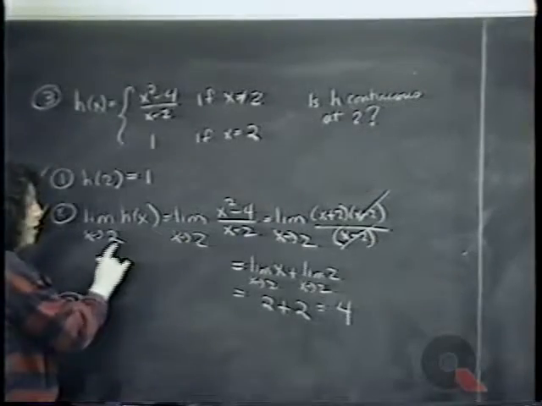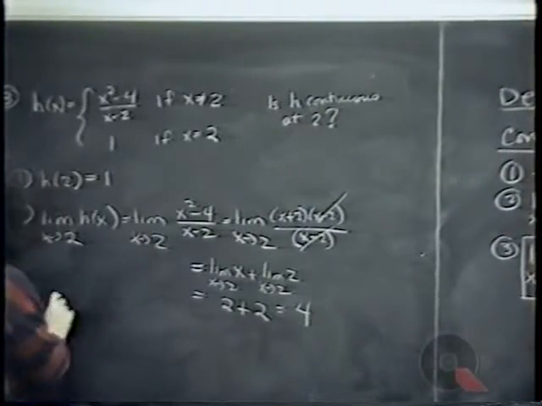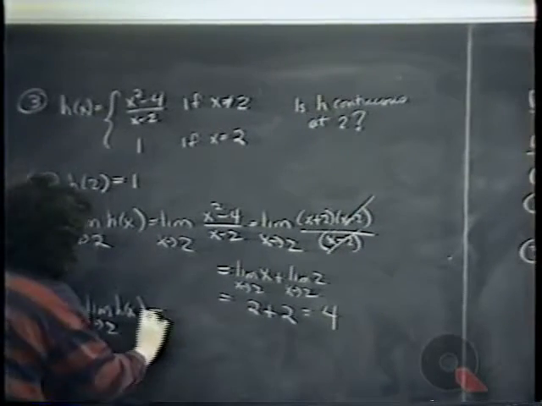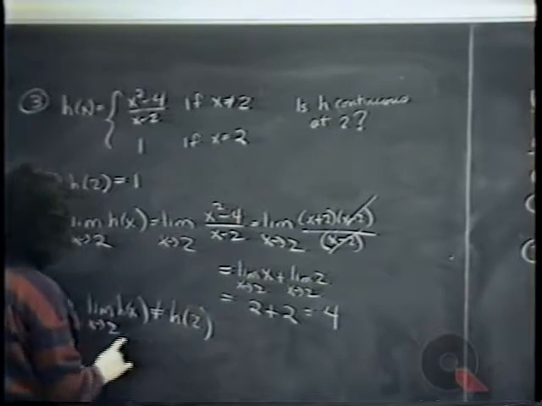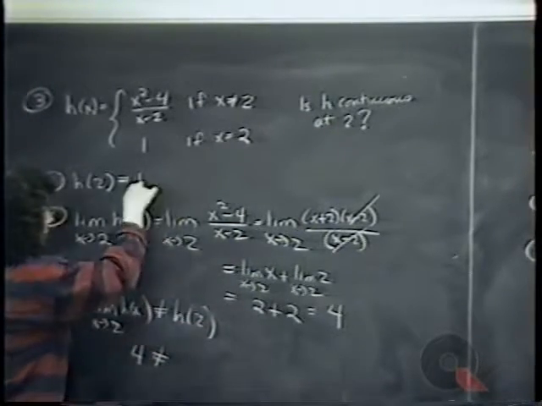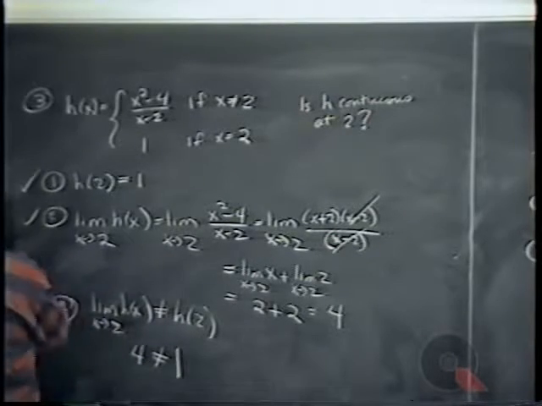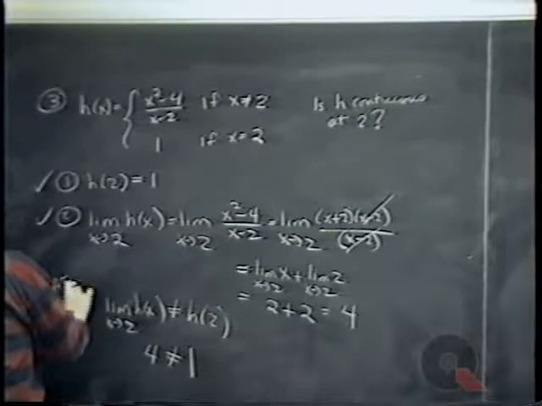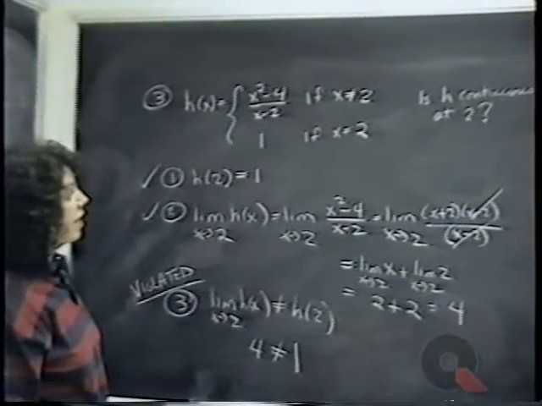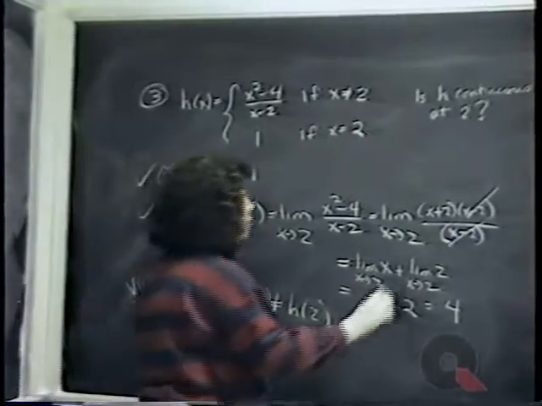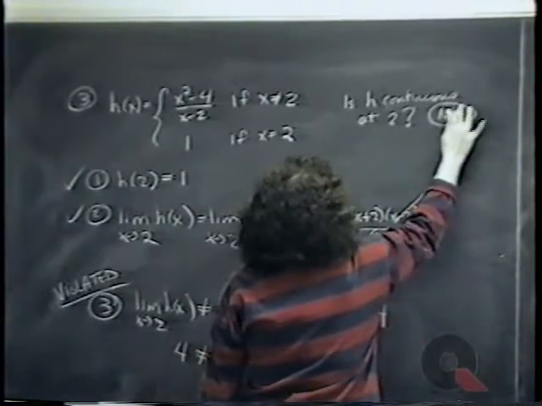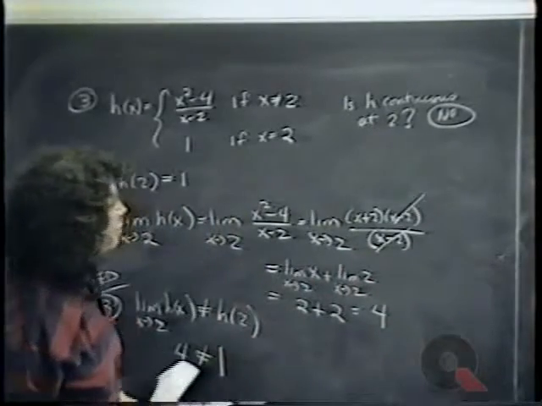The limit of h of x as x approaches 2 is 4. So the limit of h of x as x approaches 2 does not equal h of 2, because the limit is 4, and that's not equal to what it's defined to be, which is 1. So condition 3 is violated, and the answer to the question, is h continuous at 2, is no. Condition 3 is violated. It is not continuous at 2.